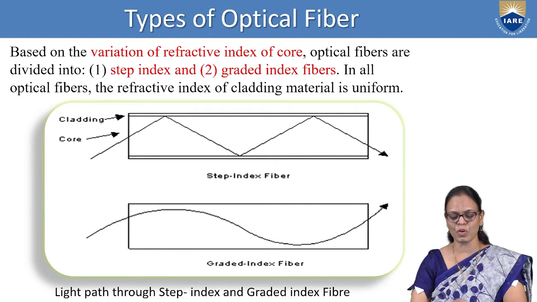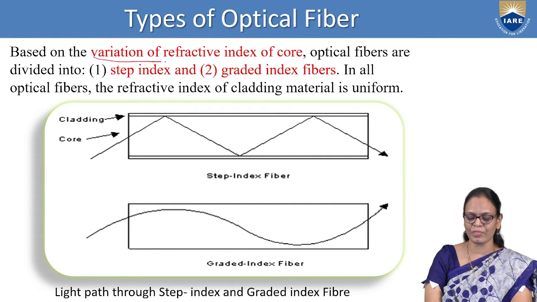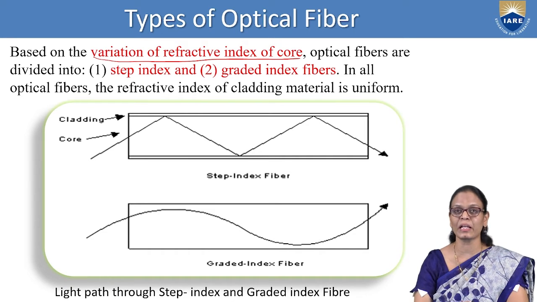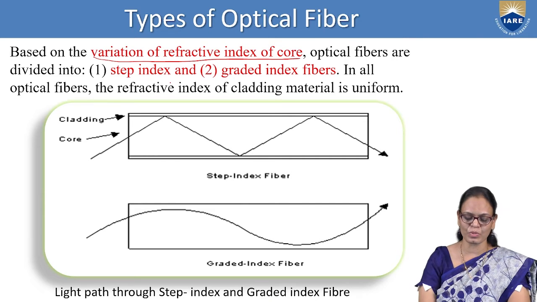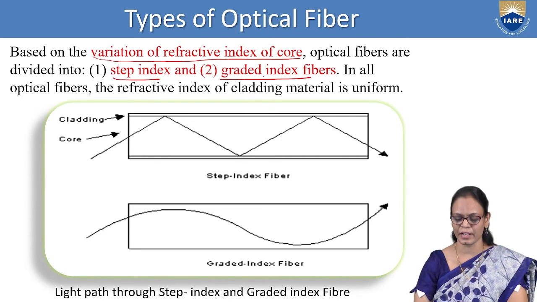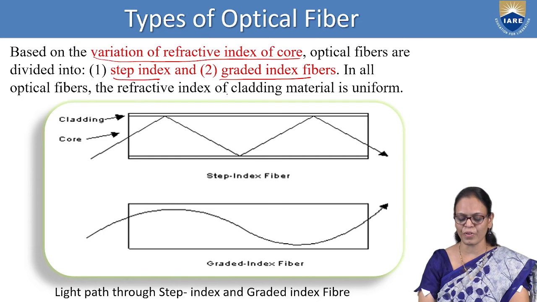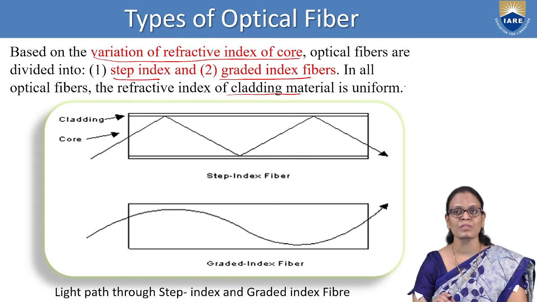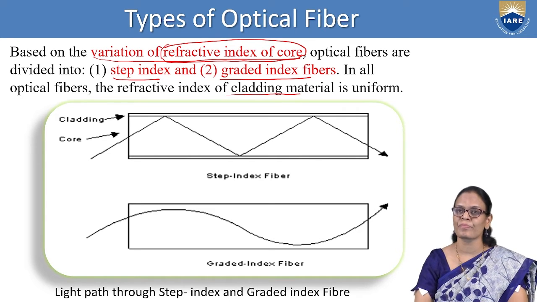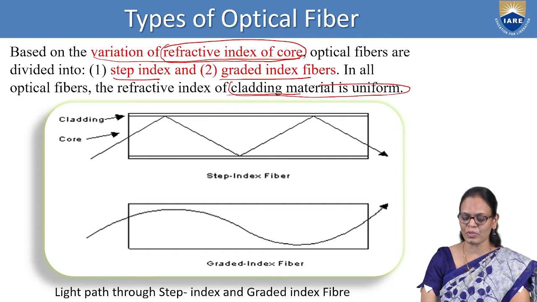Now coming to the types of optical fiber based on the variation of refractive index of the core. So the second classification we are doing is based on the refractive index of the core. Based on the refractive index of the core, we are dividing them into two types, the step index and the graded index. First one is step index and the second one is graded index. In all optical fibers, the refractive index of the cladding is uniform. So what we are mainly focusing on here is the refractive index of the core.